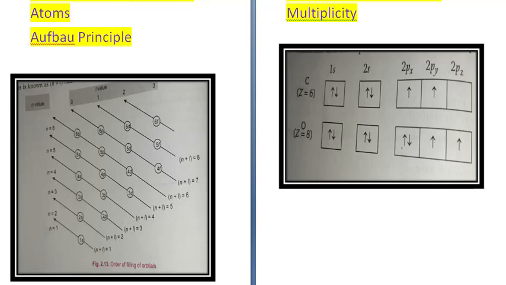Alright, so what it tries to say is the subshell with lower n plus L value will possess lower energy and will be filled first. If the value of n plus L for 2 subshells is the same, then the electron will enter the subshell having the lower value of n. This is known as the n plus L rule. So Aufbau principle follows the n plus L rule.